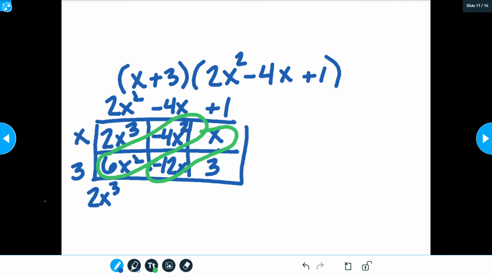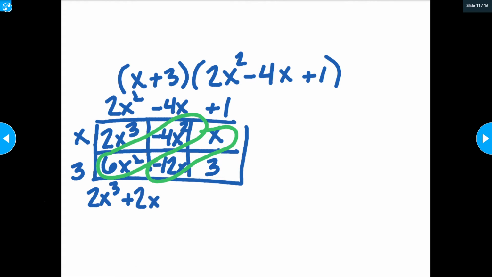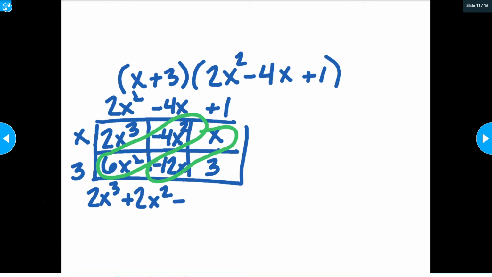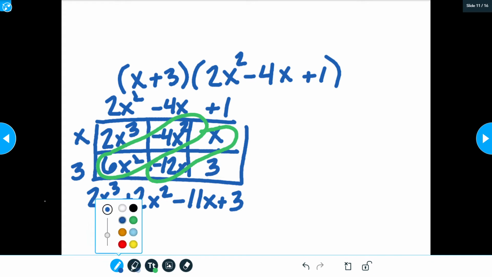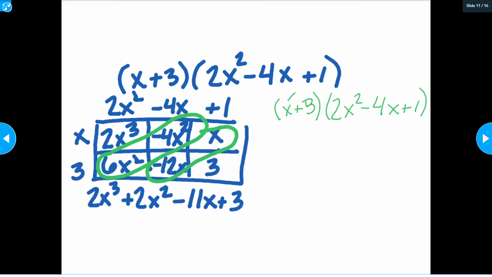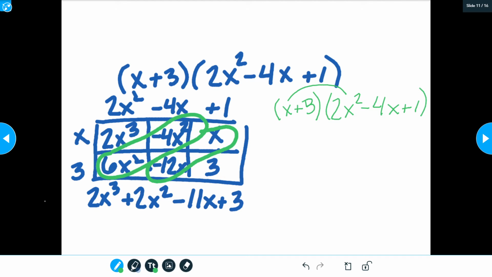6x squared minus 4x squared is a positive 2x squared. Negative 12x plus 1x is negative 11x plus 3. You could have chosen to do this one using stacking. So if we had done that, I would have x plus 3 times 2x squared minus 4x plus 1. And I'm just going to multiply this first term by everything in here.